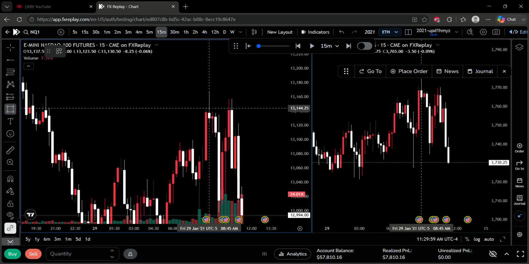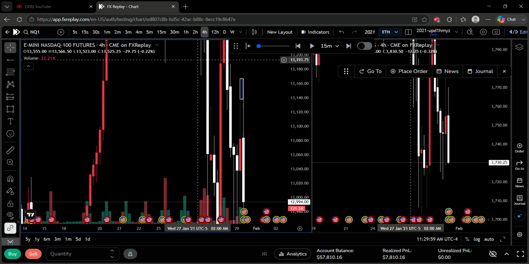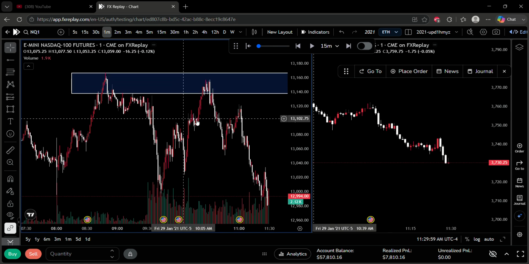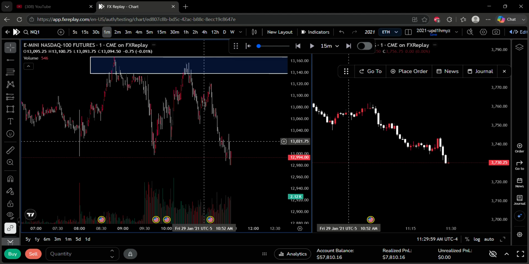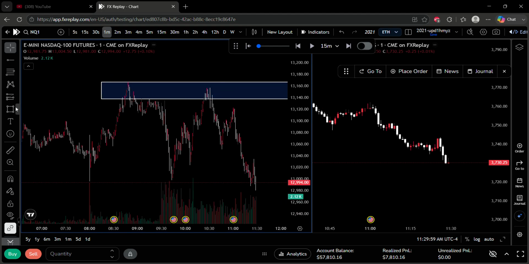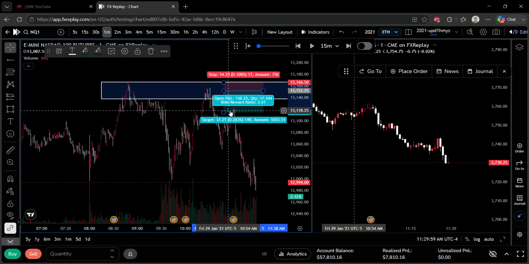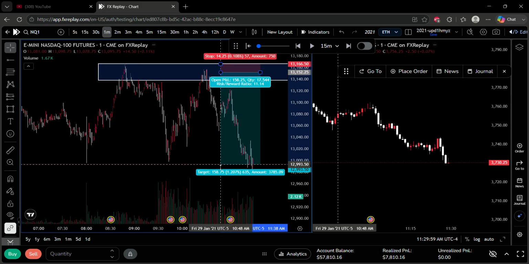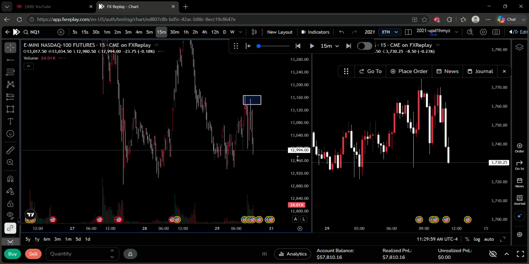We do have this rejection block, not that I use them. Right out of the 4-hour gap too. That is crazy. Risk reward, about 11 risk reward. That is crazy.